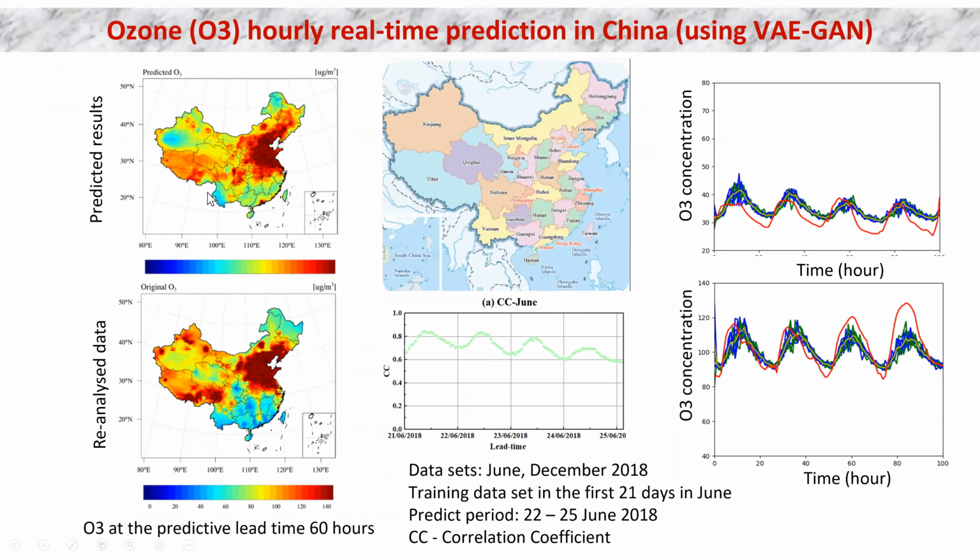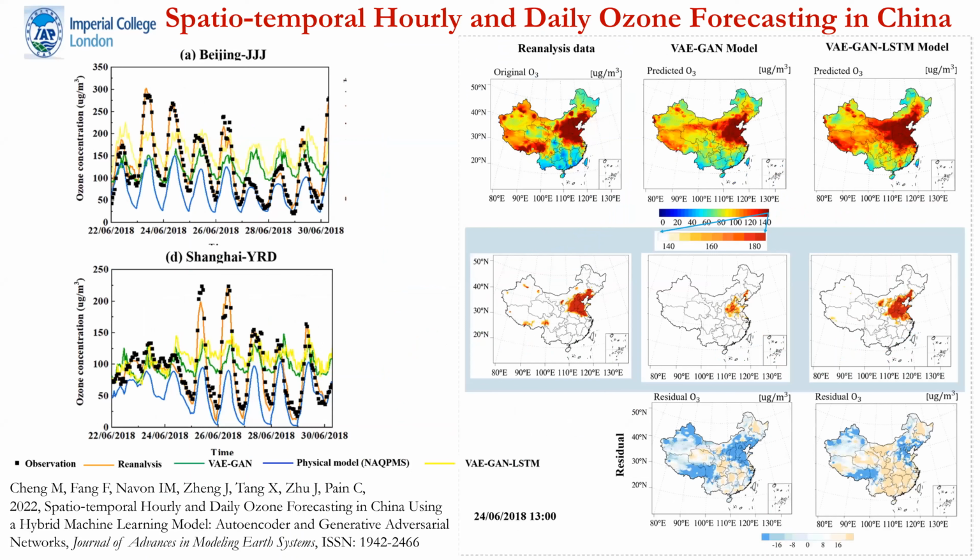This is the result for the different seasons we chose. This is summer, and this is winter. Winter has a stronger ozone concentration, a high concentration, while summer has none. That's why we choose these two seasons for the predictions. And here we have some comparison, where we use different machine learning methods and compare with the analysis data.